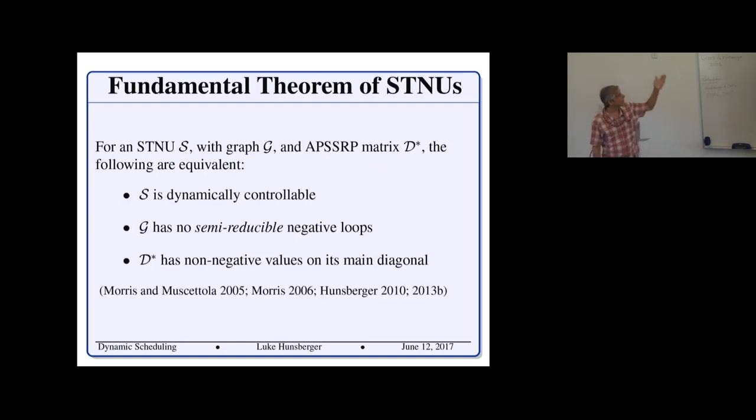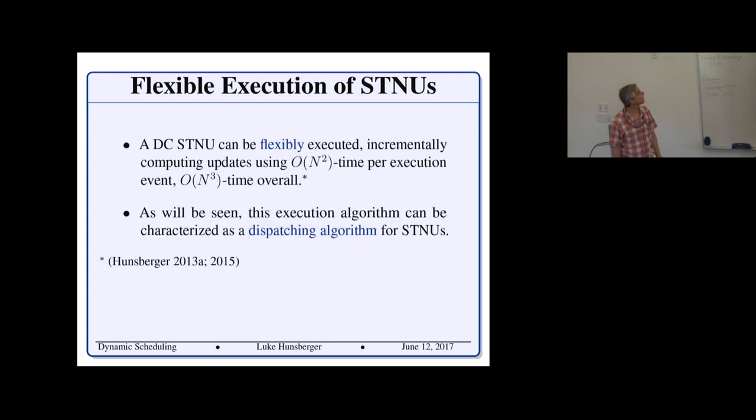So just to revisit the fundamental theorem, now that you know what semi-reducible negative loops or semi-reducible paths are, you find them by constraint propagation, and once you compute all the semi-reducible paths, you can get the D star matrix, and you can do that in order N^4 time using the 2006 algorithm. The 2014 algorithm doesn't compute the all-pairs shortest semi-reducible path matrix, but it does determine dynamic controllability.